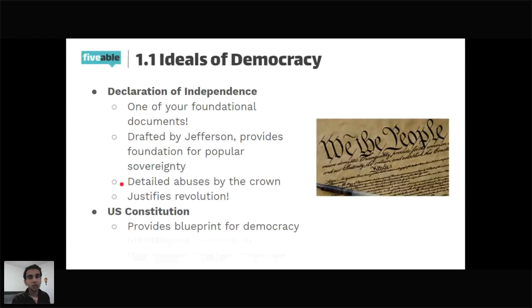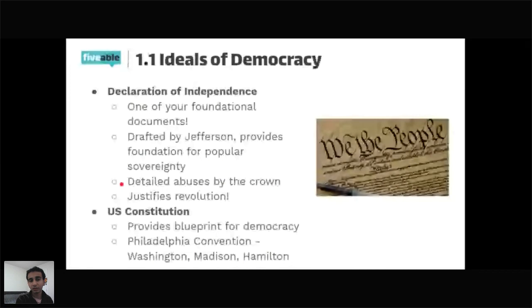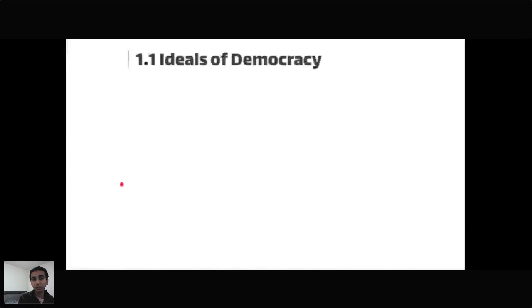So they did a really good job of making sure a lot of stuff was taken into account. It was drafted with help from Washington, Madison, and Hamilton. So that's just something from the guide that they wanted you to know in terms of people that were involved.